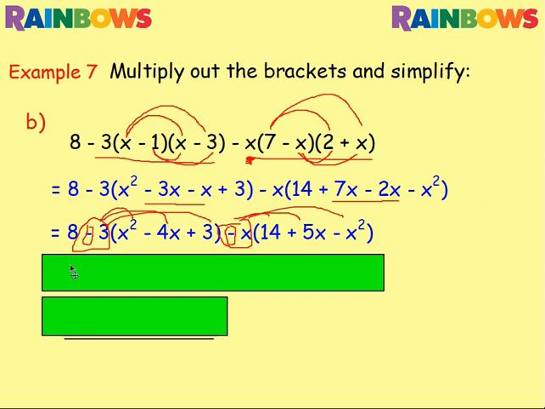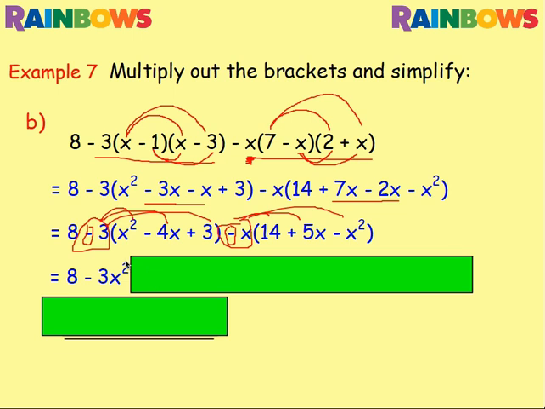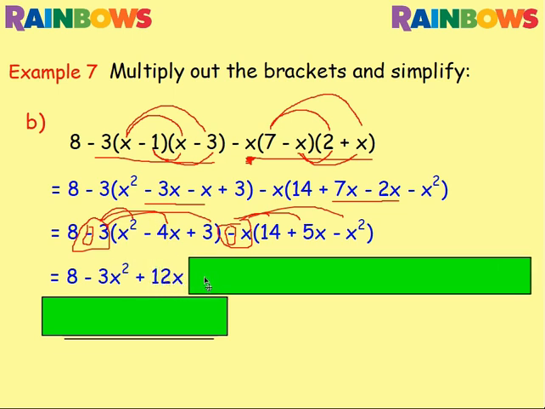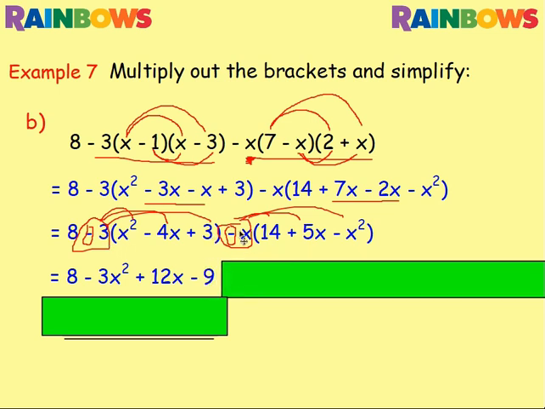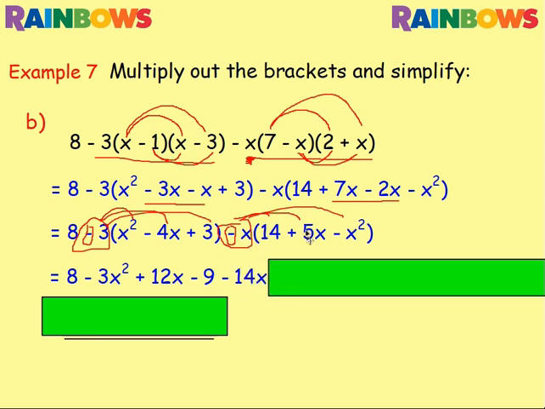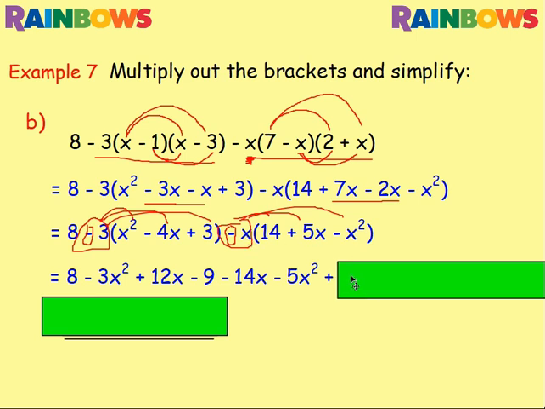So if you do that, the 8 will just stay as it is. Negative 3 times x squared is negative 3x squared. Negative 3 times negative 4x, 2 negatives make it positive, and that gives you 12x. Negative 3 times 3 is negative 9. Then negative x times 14 is negative 14x. Negative x times plus 5x is negative 5x squared. And negative x times negative x squared, 2 negatives make it positive, and x times x squared is x cubed. You're right, well done, Martin.